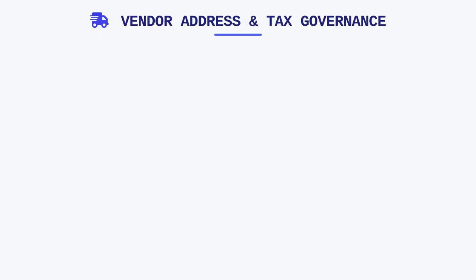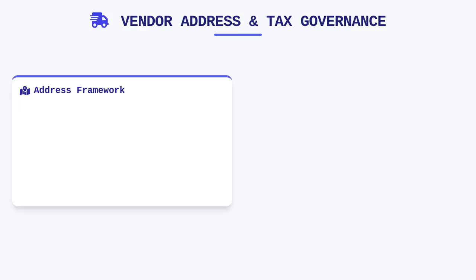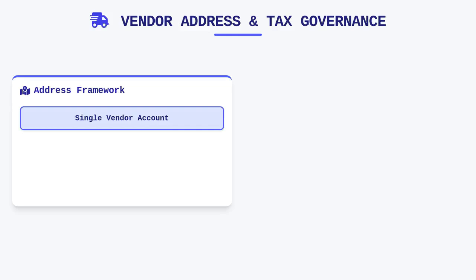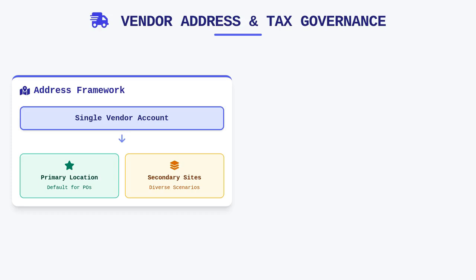Managing diverse delivery addresses is a common requirement in complex supply chain environments. Dynamics 365 Finance handles this through the address framework, which allows a single vendor account to have multiple shipping or service locations associated with it for different procurement scenarios. You must ensure that these addresses are current and properly categorized as primary or secondary for specific document types, such as purchase orders, to avoid shipment delays.